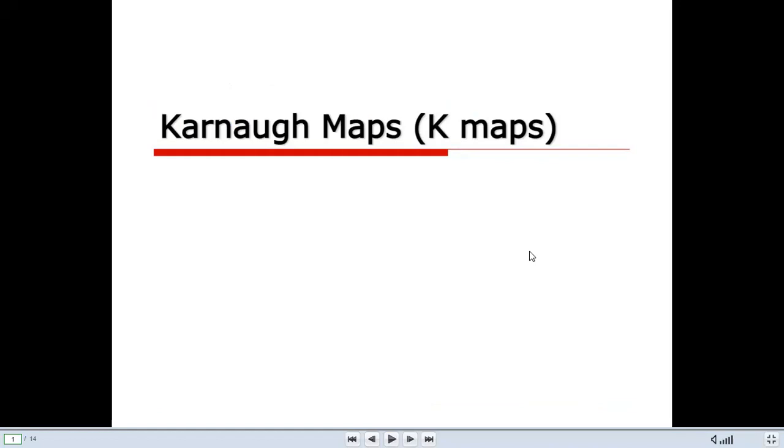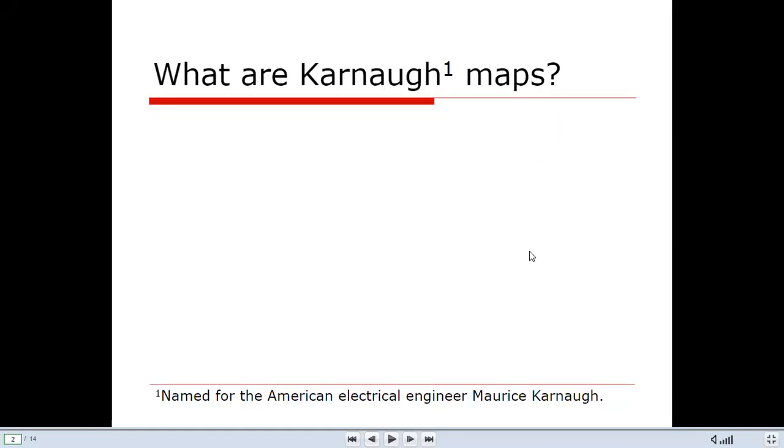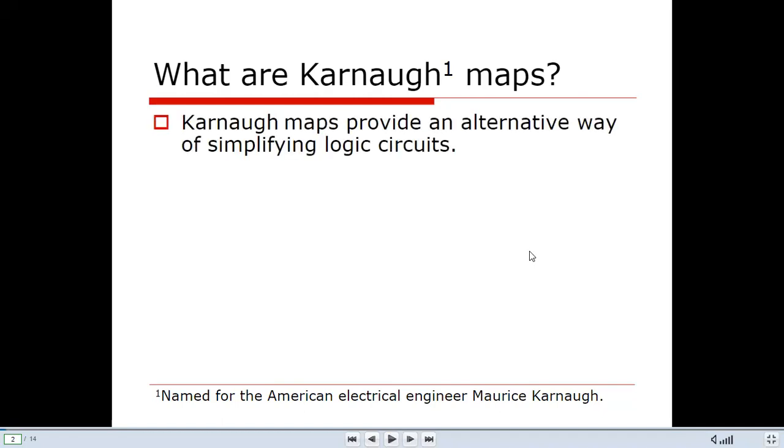Today I am going to teach you about the K maps, that is known as Karnaugh maps. What are the Karnaugh maps? We learn about the K map: two variable, three variable, and four variable K map. Now, Karnaugh maps provide an alternative way of simplifying logic circuits. So what is a K map?